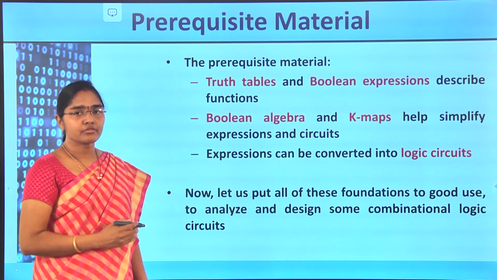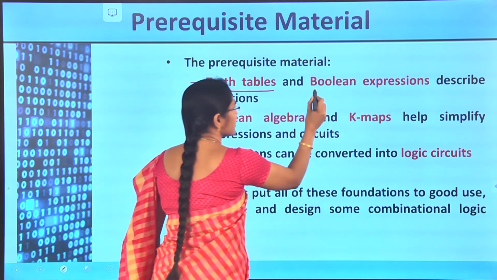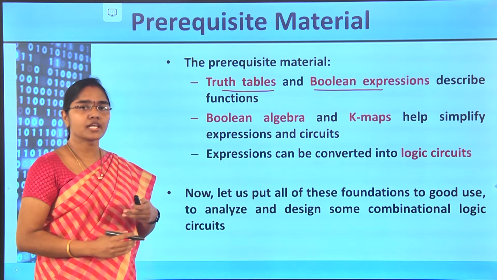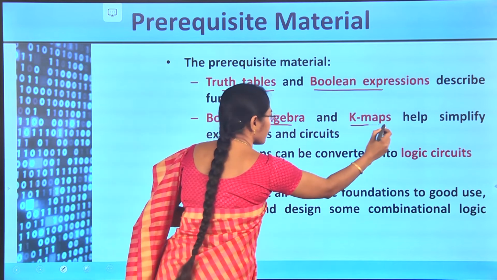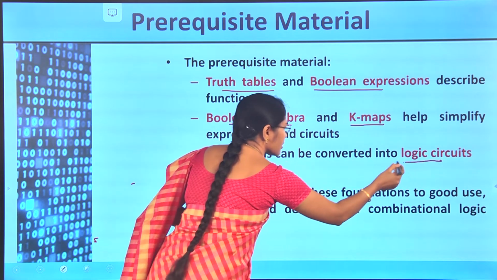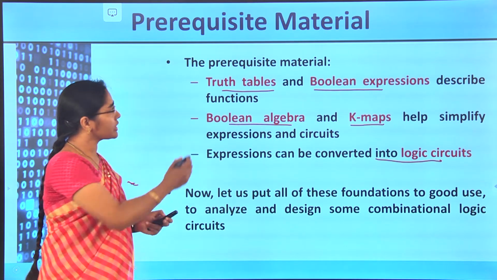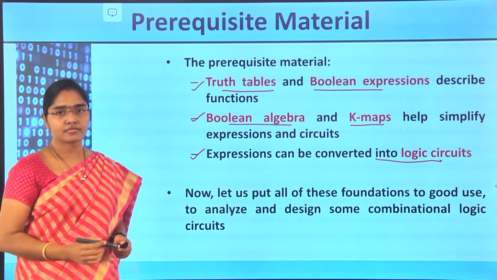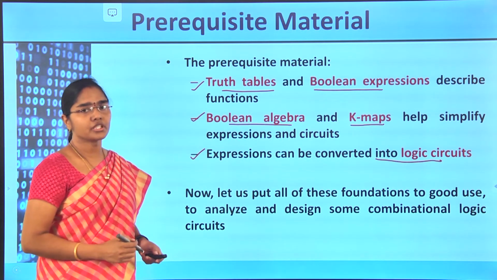The prerequisite material for combinational logic design is truth tables and Boolean expressions, to describe the functions and the relation between inputs and outputs; Boolean algebra and K-maps for the simplification of the expressions; and logic circuits, which are drawings of logic diagrams for the minimized Boolean expressions. You have already learned all these in our previous lectures. So, using these as basics, we are going to design combinational circuits.